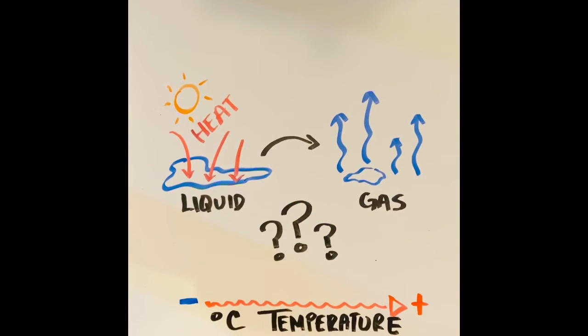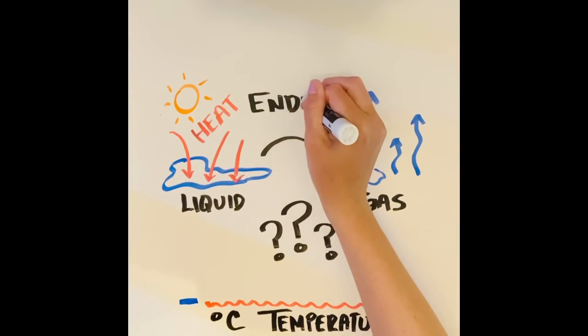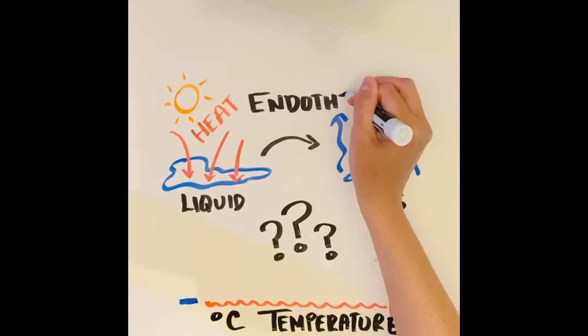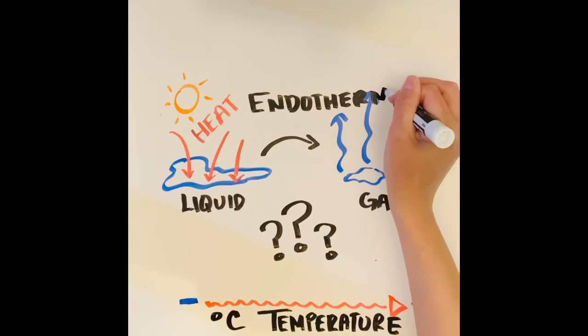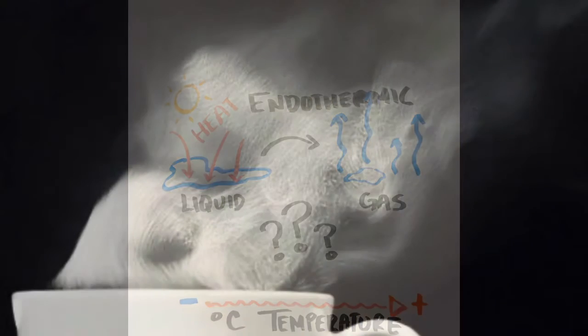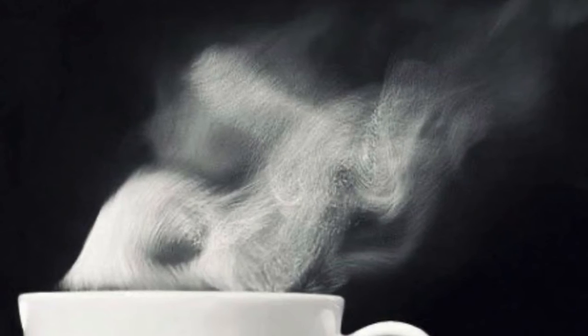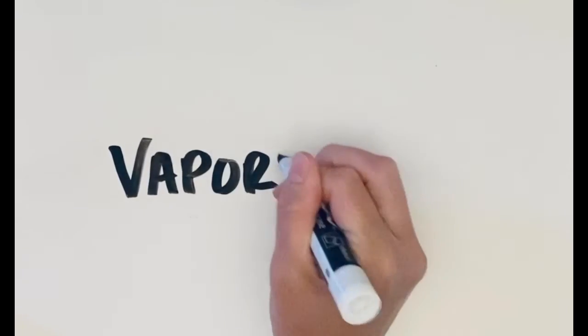So the liquid water becomes water vapor, and the gas molecules start floating around into the air and move up into the atmosphere. This is going to be an endothermic reaction because the liquid water is absorbing heat energy from the sun. We call this process, the transition from a liquid to a gas with the addition of heat energy, vaporization.